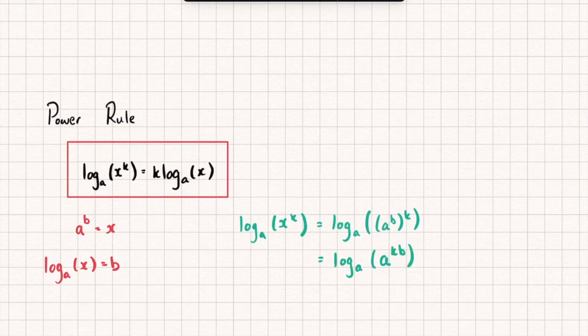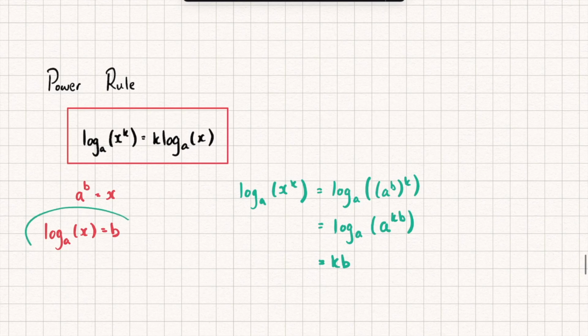Again, if we look at this logarithm, all it's saying is, what do I put a to the power of to give me an answer of a to the power of k times b? Well, that's got to just be k multiplied by b. And we said that b was equal to log base a of x. And so I get that this is equal to k multiplied by log base a of x.